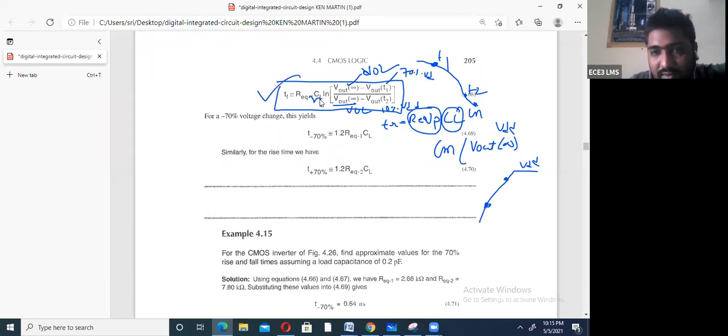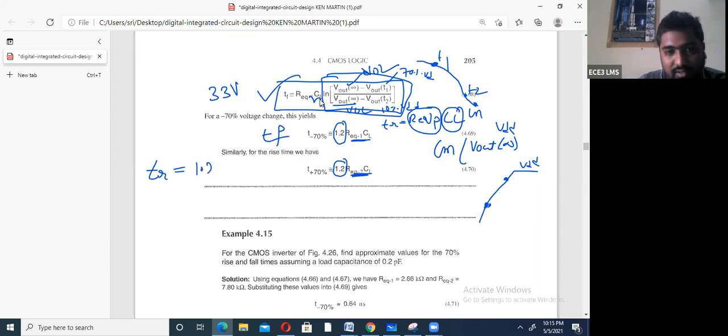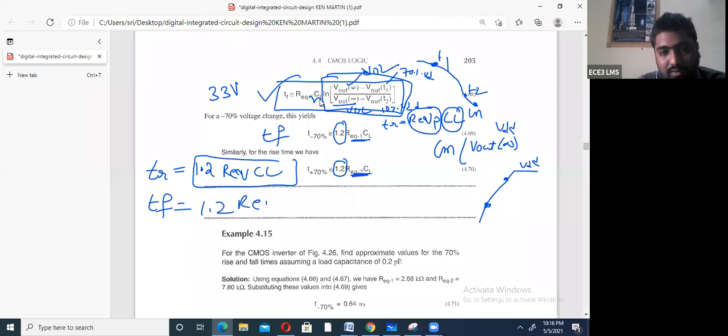This is one type of equation. Another type of equation is here, where they took a supply voltage of 3.3 volts. If they substituted, finally they replaced this with 1.2. This is fall time. The rise time is also the same, 1.2 R equivalent into CL they got. So the rise time you will get in CMOS is 1.2 into R equivalent into CL after substituting values. So T fall equals 1.2 into R equivalent into CL.